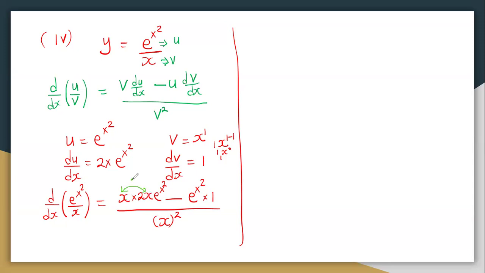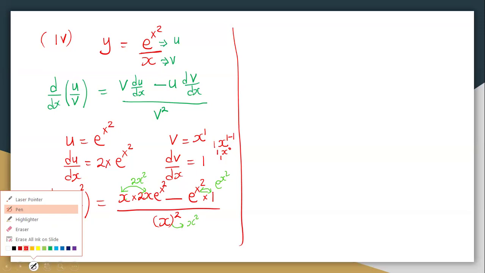x times 2x, you get 2x squared. And then e^(x²) times x, when you multiply these two, you end up with still e^(x²). Then this one, you end up with x squared. So now we are going to go to the next step and then we continue.